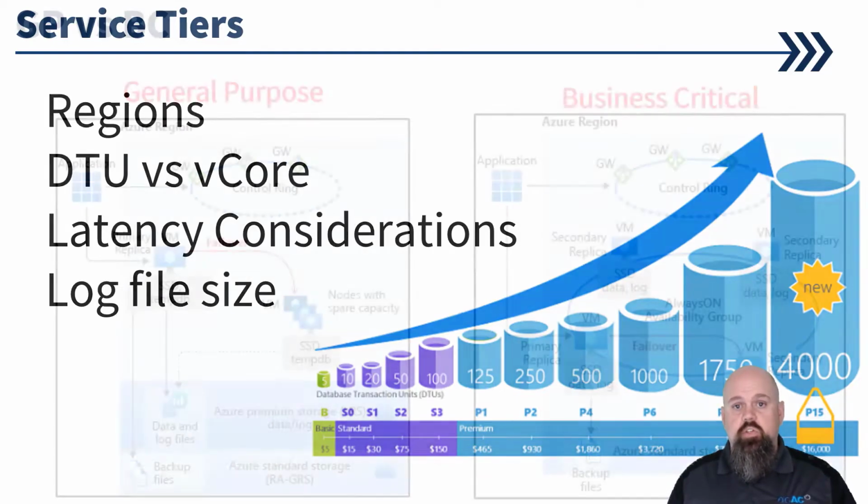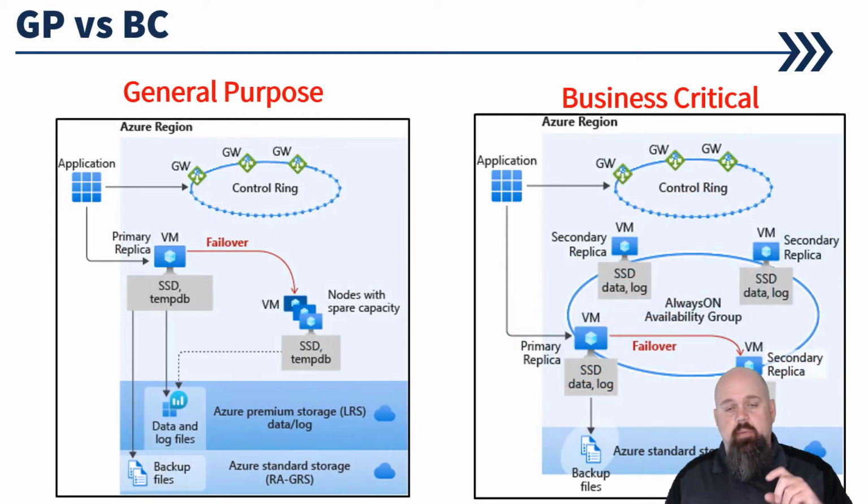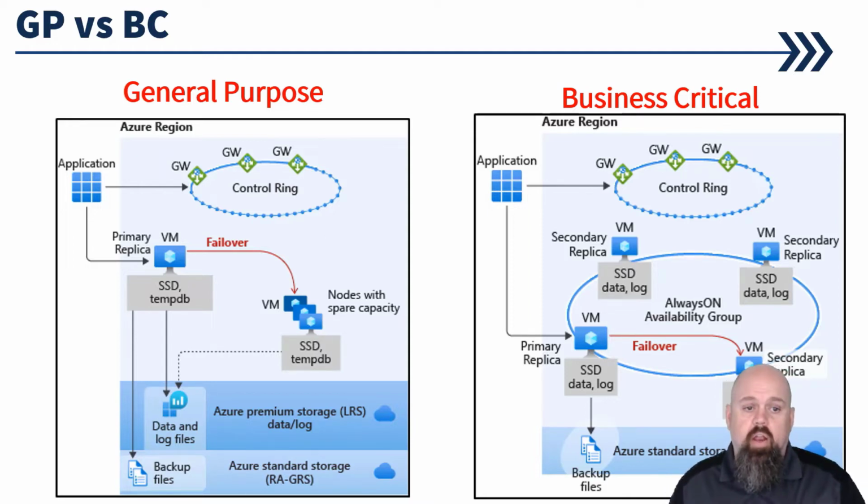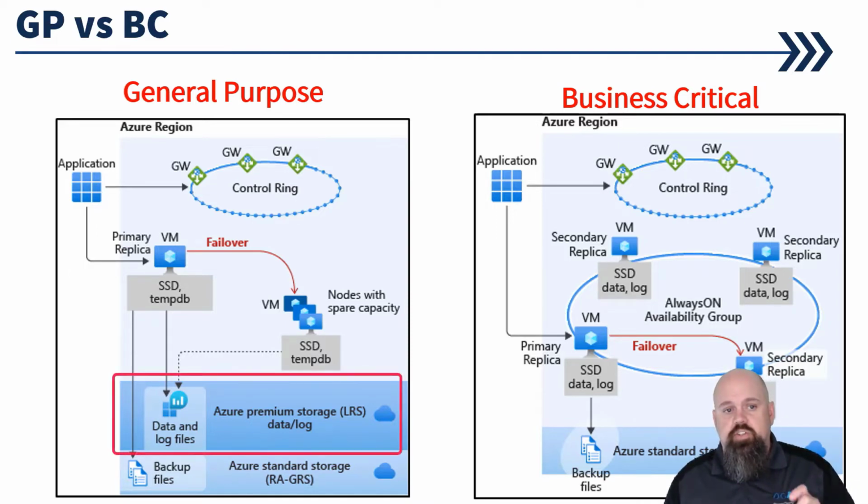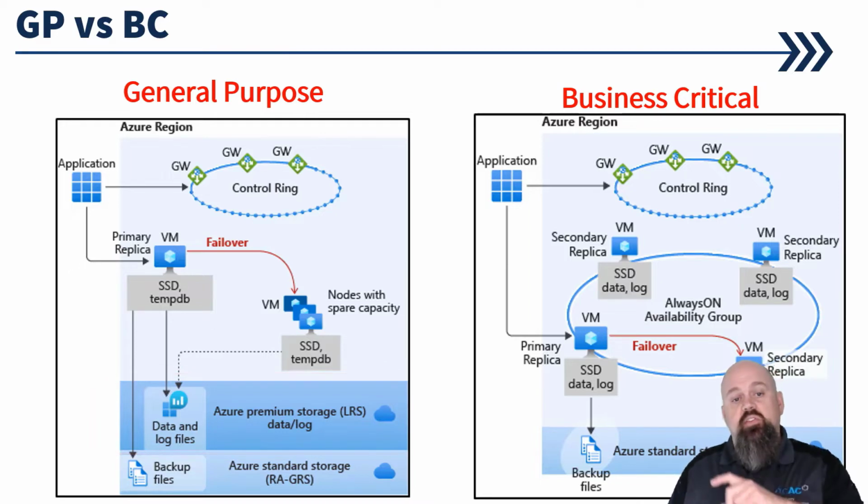The service tier also comes into play with how it's architected. I kind of mentioned that previously. This is an example. What you see before you is the differences between general purpose and business critical of the vCore model. On the left-hand side, we can see the general purpose. The thing to note about the general purpose that's really different is that the data and log file are stored on the premium storage, LRS storage, which means that it's network attached to the virtual SQL server that's hosting that database.